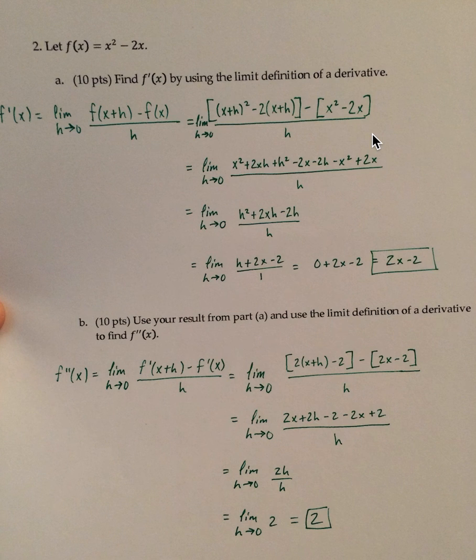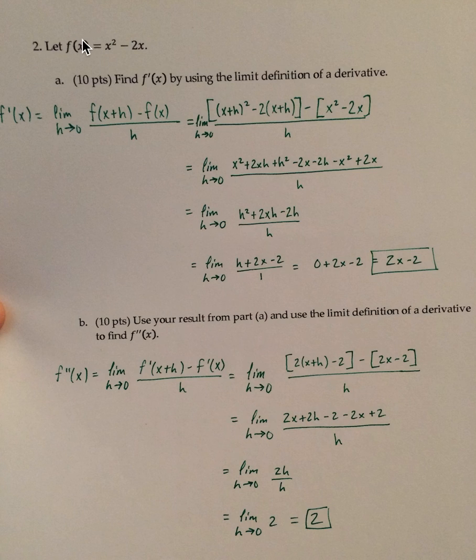If f of x is x squared minus 2x, find f prime of x by using the limit definition of a derivative. So remember, the limit definition of the derivative, or f prime of x, is literally equal to the limit as h approaches 0 of f of x plus h minus f of x all over h. And remember, the hardest thing for people here is figuring out what f of x plus h is.